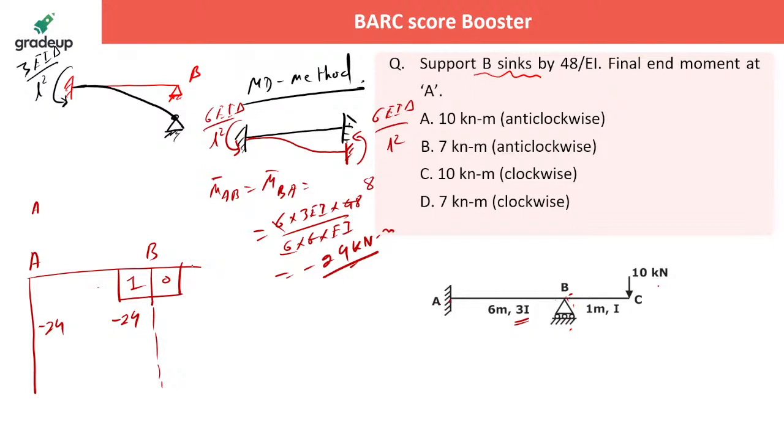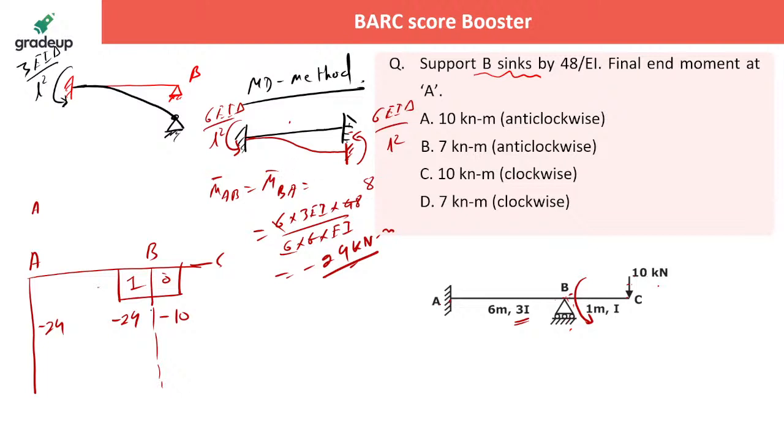Then you have B to C. If you have 10 kilonewton load acting, it will generate a moment of 10 into 1 in the clockwise direction. And for the beam BC, the minus 10 will be generated at this end. Now this is the scenario. What will we do next? Here you know that this is not the condition. It is not fixed from both sides. So now you'll do the adjustment.